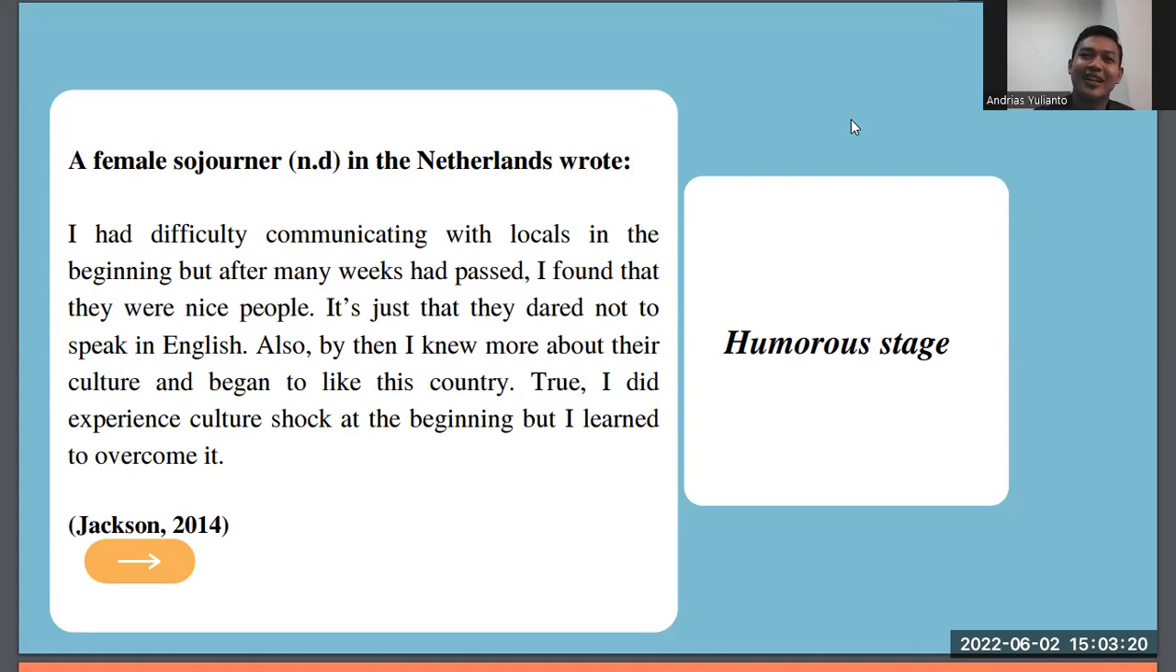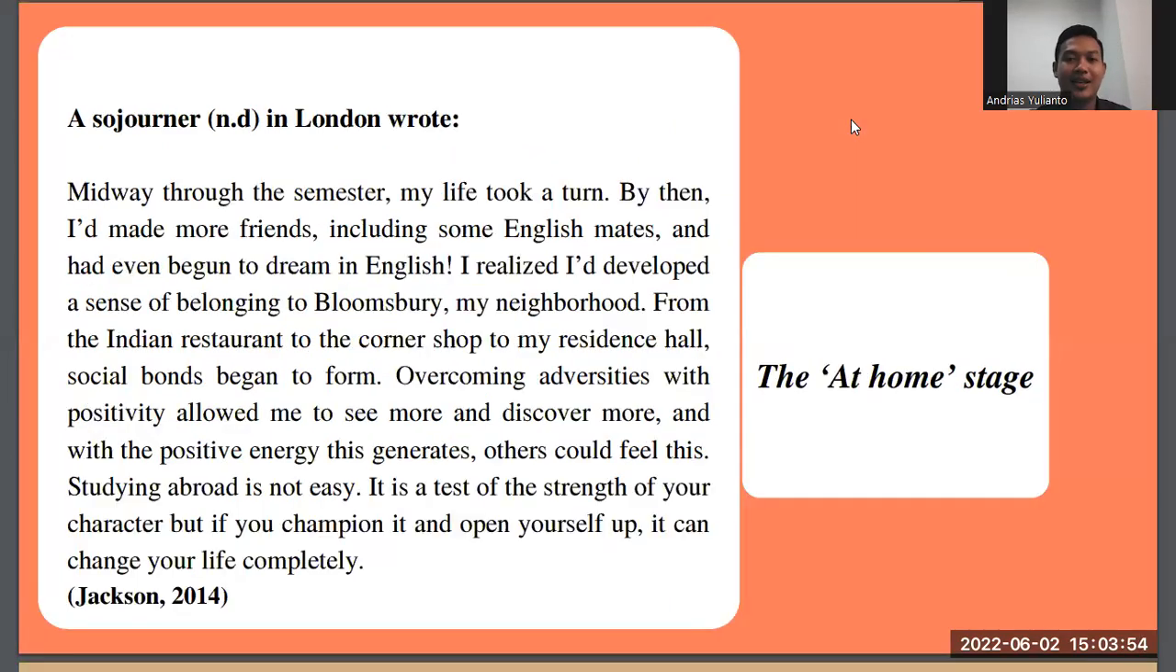Let's say initially we feel difficulties, but gradually we start enjoying the situations. We start to build friendship with other international students, with other people, with your local people. But then they still experience difficulties, even though they are already in this stage. And the fourth stage is the at home stage, the at home stage.